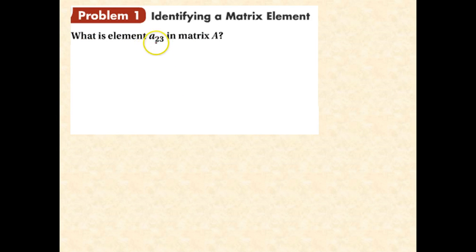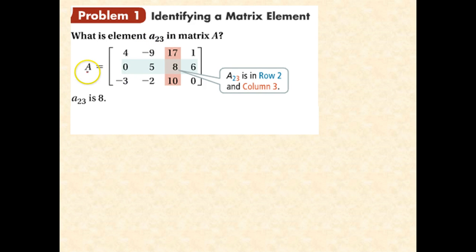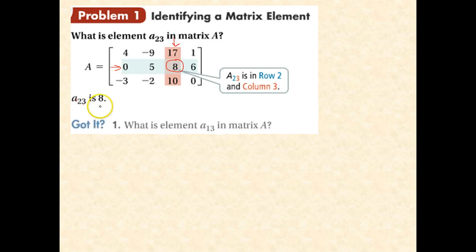Alright, so what is element 2, 3 in matrix A? Well, here's matrix A. Row 2, column 3. So row 2 is here. Column 3 is 1, 2, 3. So the element in row 2, column 3 is 8. So what is the element A1, 3 in matrix A? Row 1, column 3 is 17.